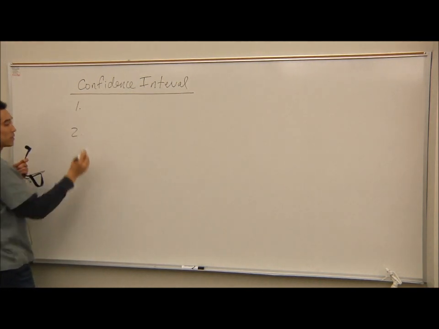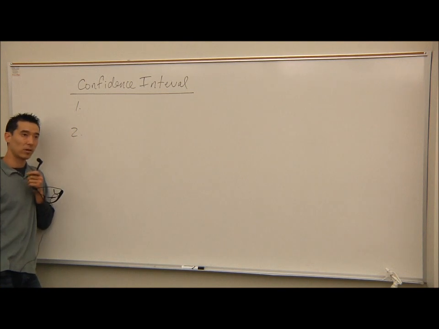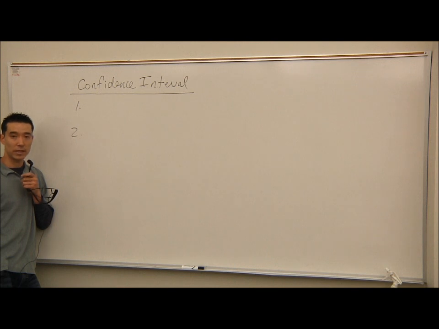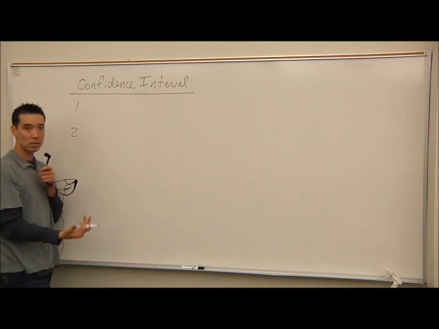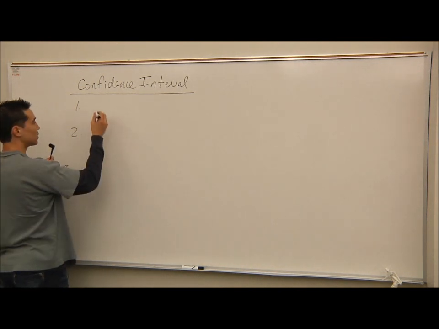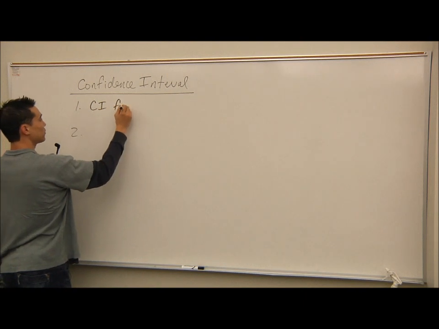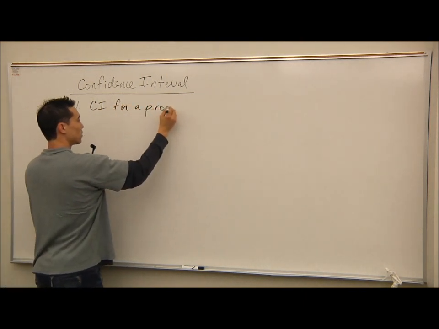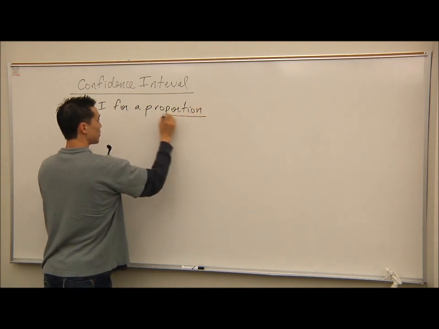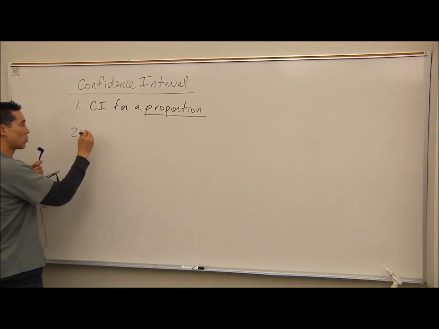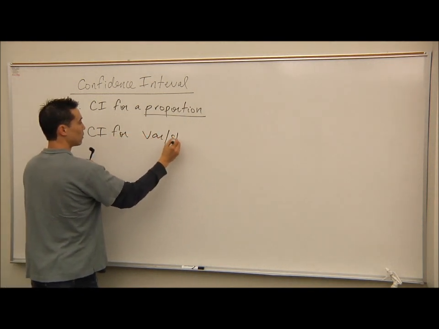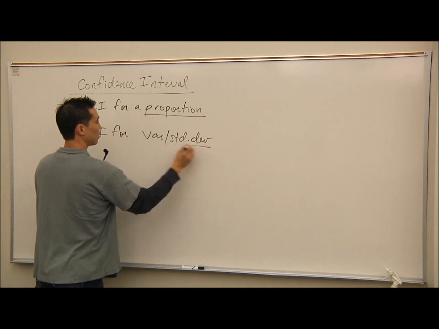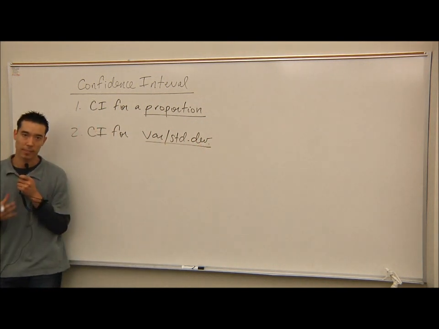There's only 2 confidence interval problems on this exam. One of them was a confidence interval for a proportion, and the other was a confidence interval for variance and standard deviation, okay? So if the problem has the words confidence interval, you know it has to be one of these, okay? So it's a confidence interval for a proportion. So we're looking at, is it talking about percentages or proportions? Or is it talking about variances or standard deviations? Okay? And that's all there is to it.